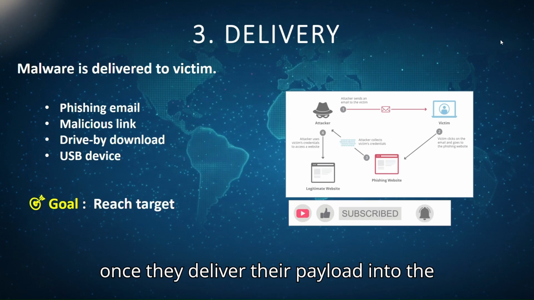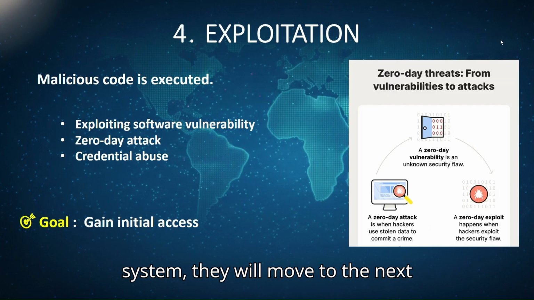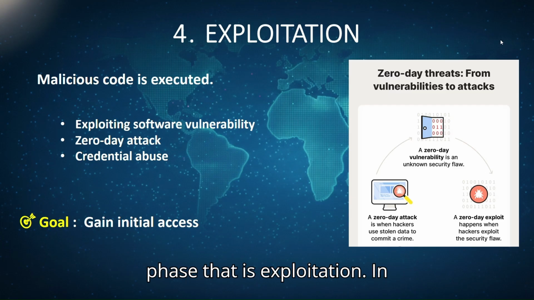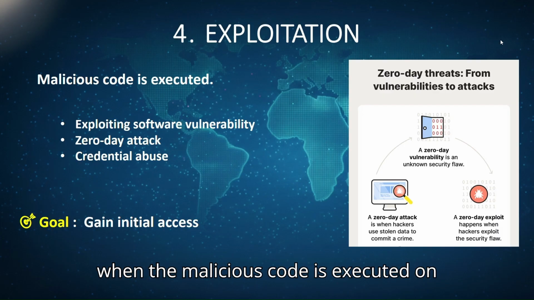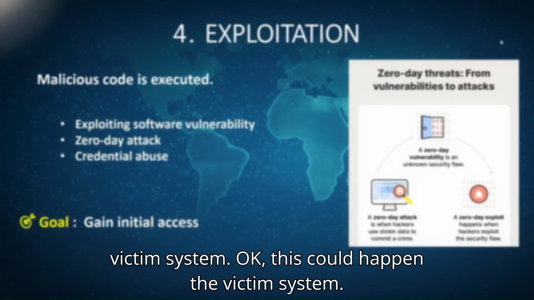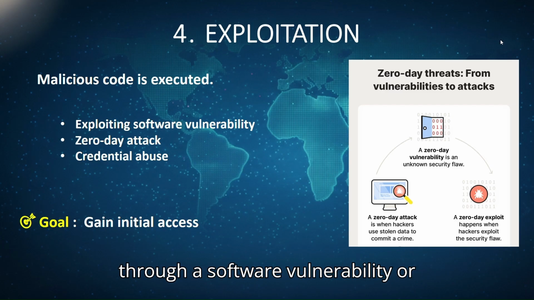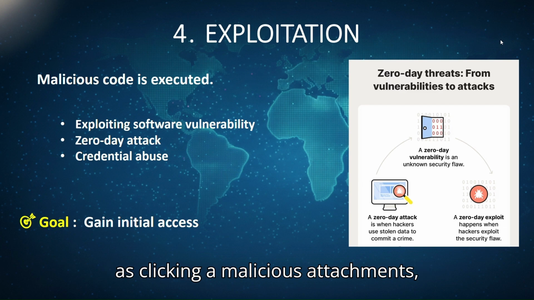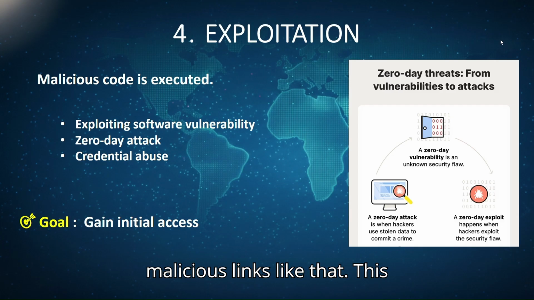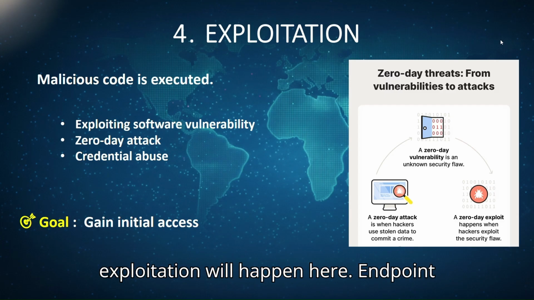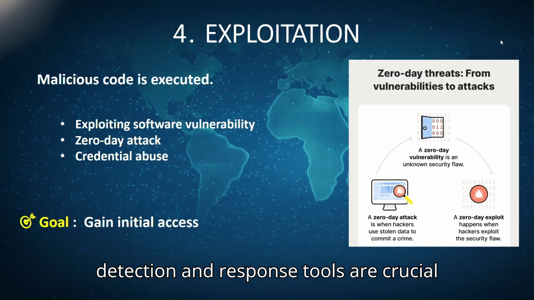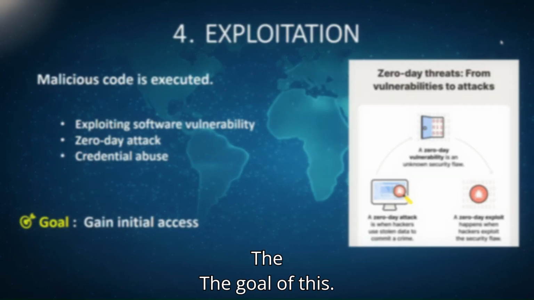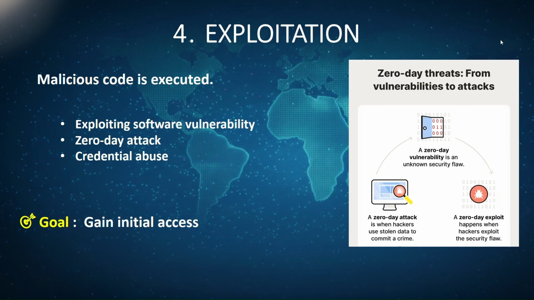Once they deliver their payload into the system, they move to the next phase, exploitation. In the exploitation stage, the malicious code is executed on the victim system. This could happen through a software vulnerability, a zero-day exploit, or user interaction, such as clicking a malicious attachment or malicious link. Here, endpoint detection and response tools are crucial to detect abnormal process behaviors. The goal of this phase is gaining initial access.